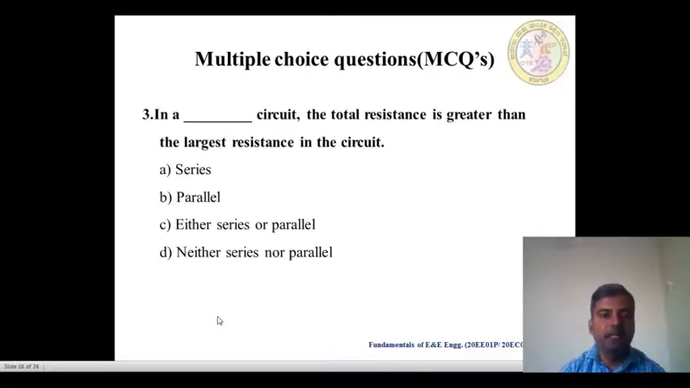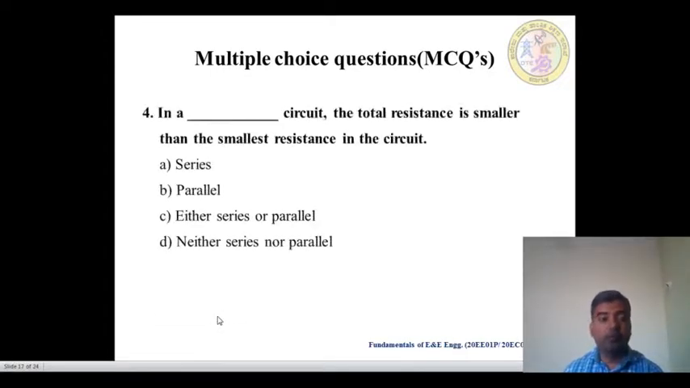Now question number 3. In a dash circuit, the total resistance is greater than the largest resistance in the circuit. So the first option is series, B is parallel, C is series or parallel, D is neither series nor parallel. So when you connect the resistances in series, what happens? The total effective resistance is greater than the largest resistance in the circuit. So the correct answer for this is A, that is series. So A is the correct option.